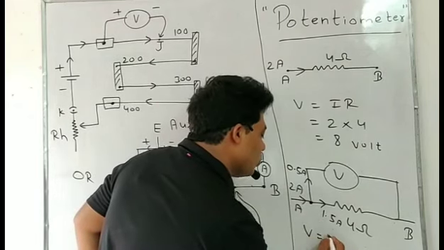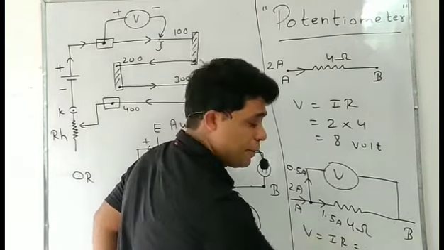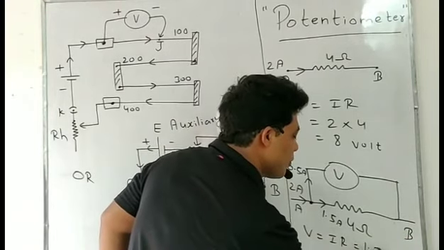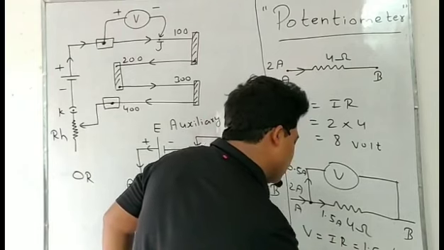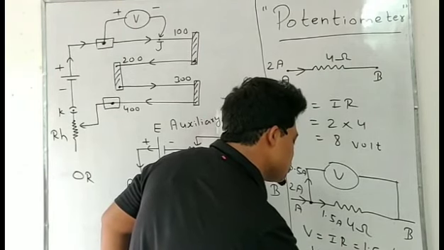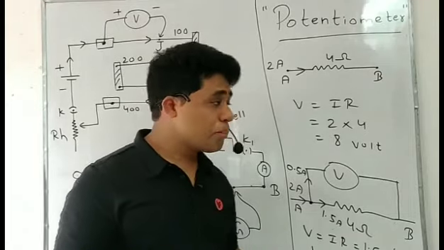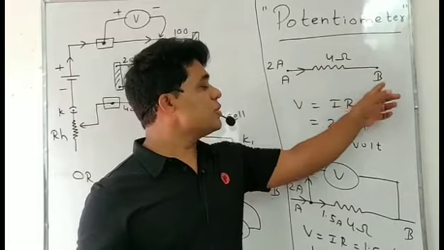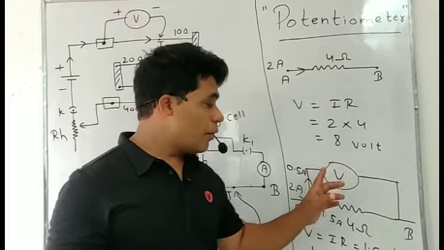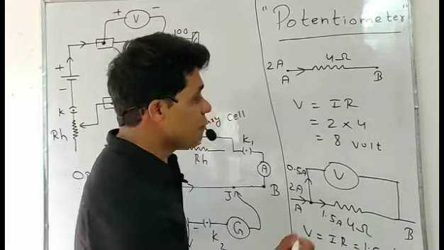Now the voltmeter will show the potential difference between A and B. This time we have current 1.5 and resistance the same, 4. This will give us 6 volt. So we got 6 volt. But the accurate potential difference between A and B is what? 8 volt. And the voltmeter is measuring 6 volt. See the difference, 8 volt and 6 volt.